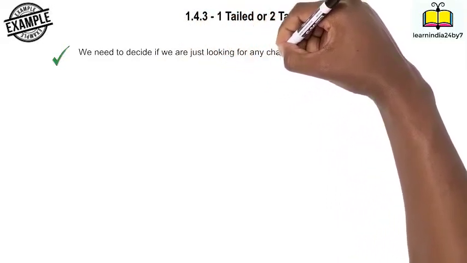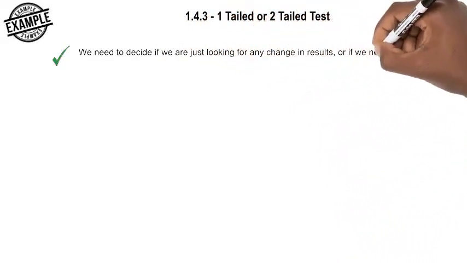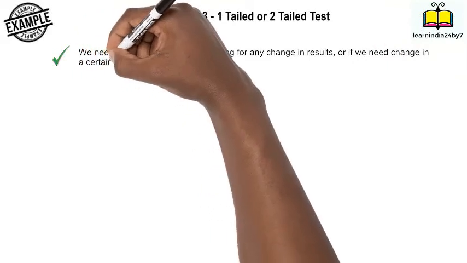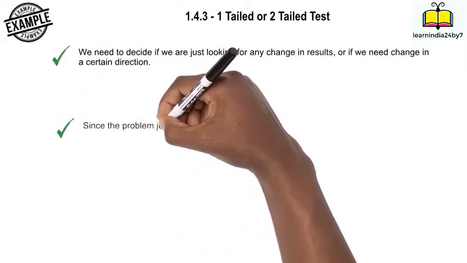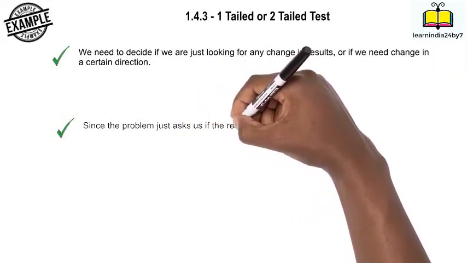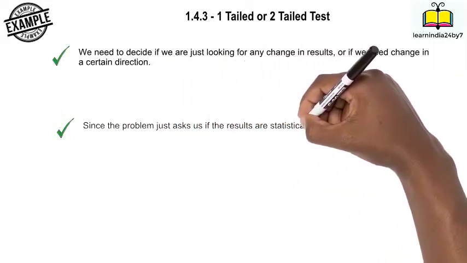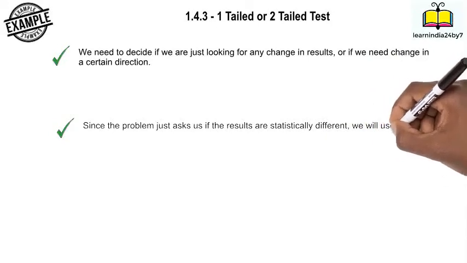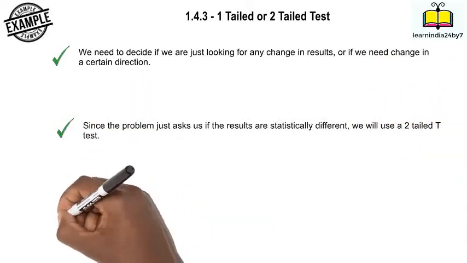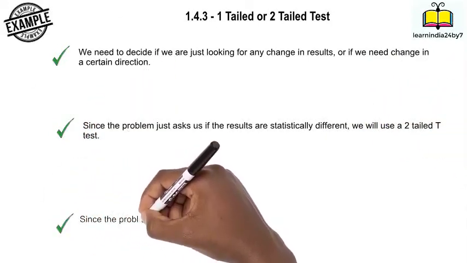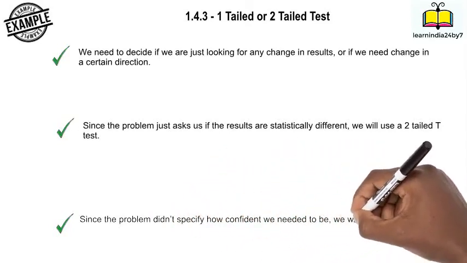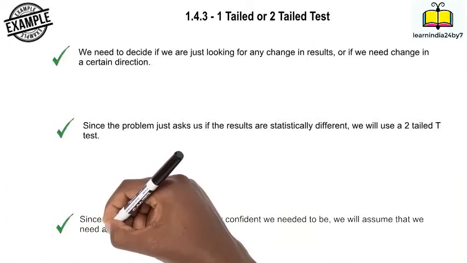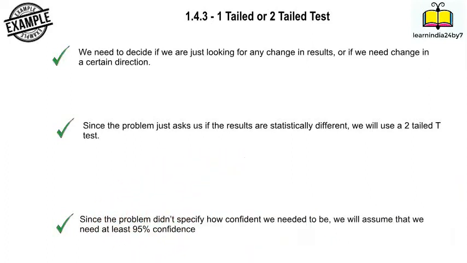We need to decide whether we are just looking for any change in result or we are looking for change in a certain direction. Since the problem just asks if the results are statistically different, we will use two-tailed t-test. Moreover, since the problem has not specified how confident we are, by default we will use 95% confidence interval.